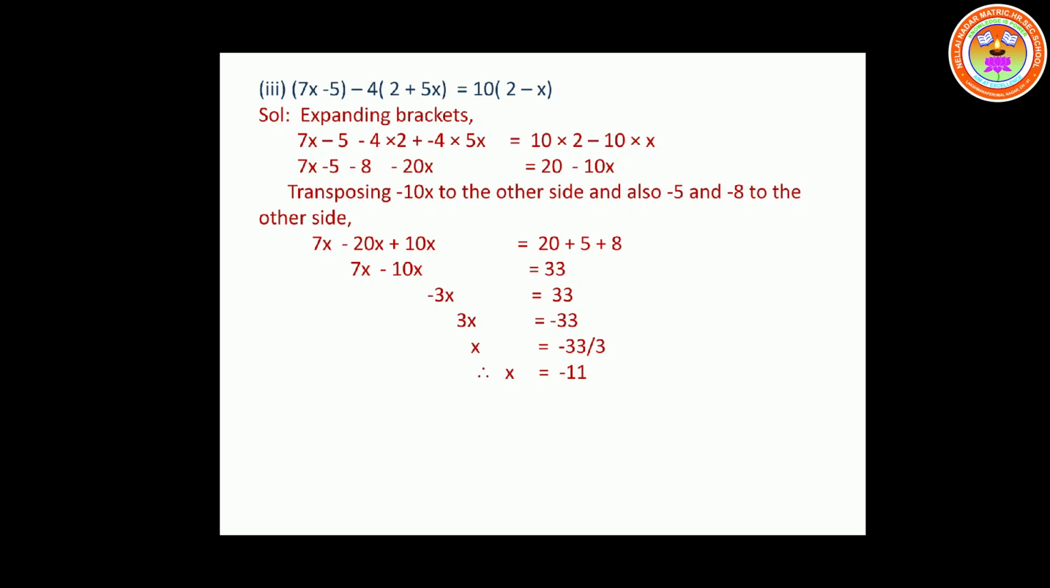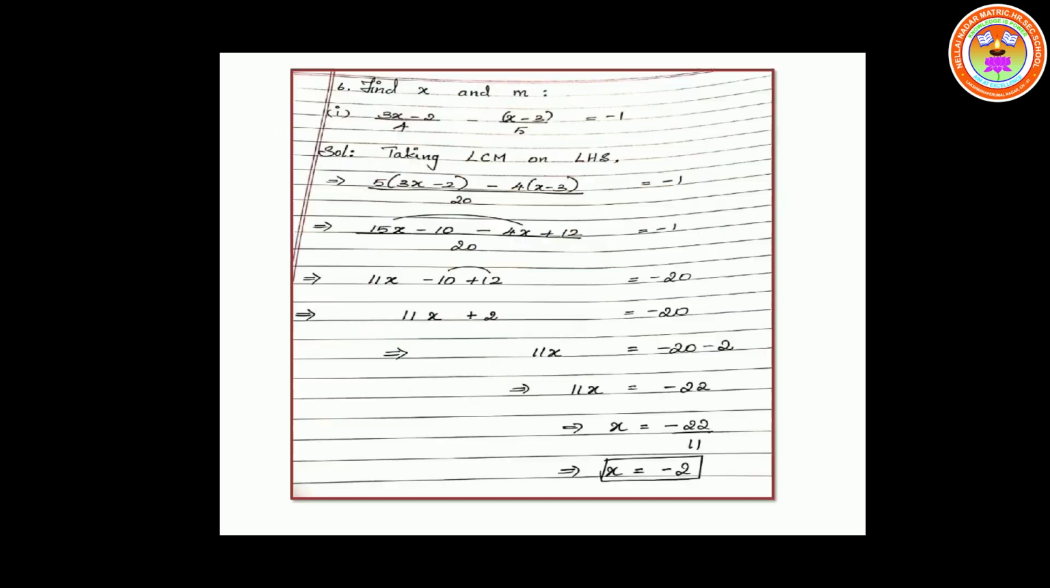Now on my left hand side, I have 7x minus 10x. Subtracting those, I have minus 3x. And 33 is written as it is. To find the value of x, I have to transpose 3 to the other side. So minus 33 by 3. When I divide, the answer is minus 11. So the final answer is x is equal to minus 11.